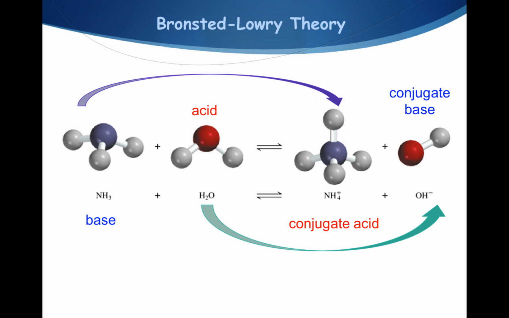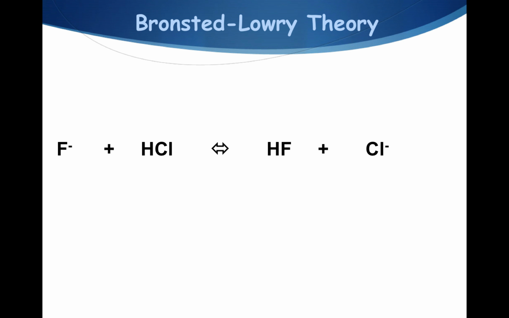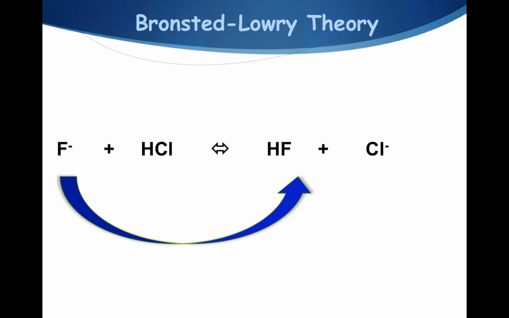Let's consider another example. Fluoride plus HCl in equilibrium with HF and the chloride ion. Remember, the first step is to connect substances on opposite sides of the equilibrium that look the most alike. So we're going to connect fluoride and HF, and HCl and Cl-.